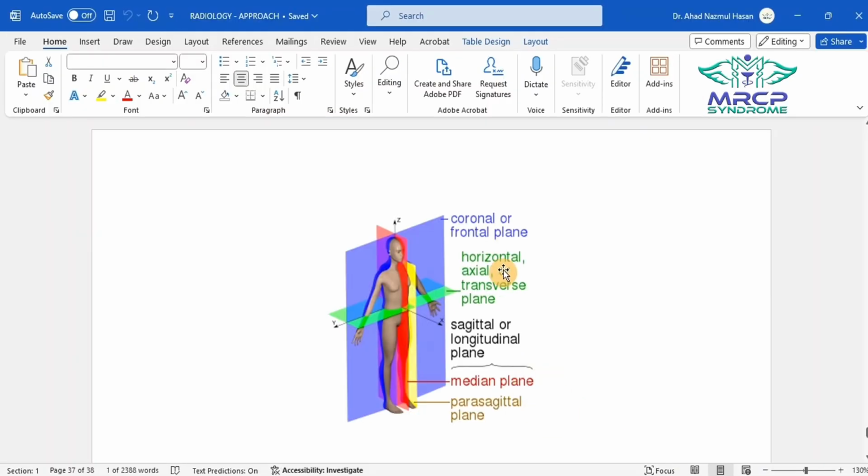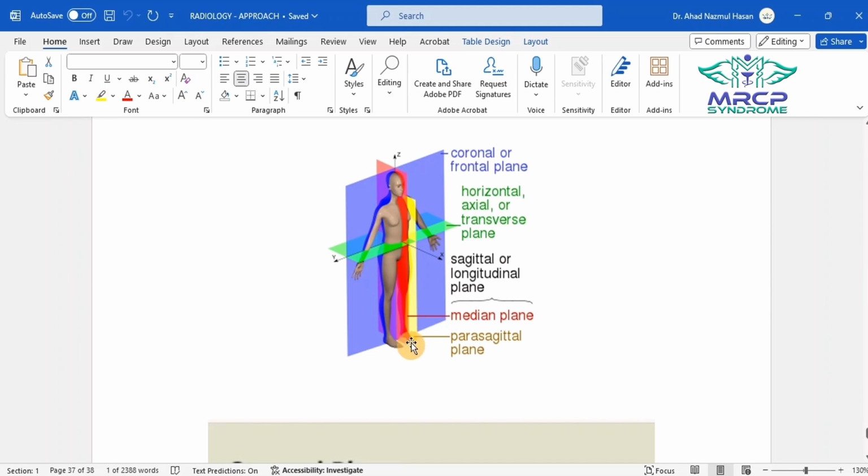Then we have the sagittal section, also known as the longitudinal plane. So if we cut across the midline, through the nose, this is known as the sagittal section or the longitudinal section. Or alternatively, you can remember, when we cut through the midway of the sex organ, this is the sagittal plane. So sagittal means midway through the nose or midway through the sex organ. And if we go a little laterally, this is known as the parasagittal plane.